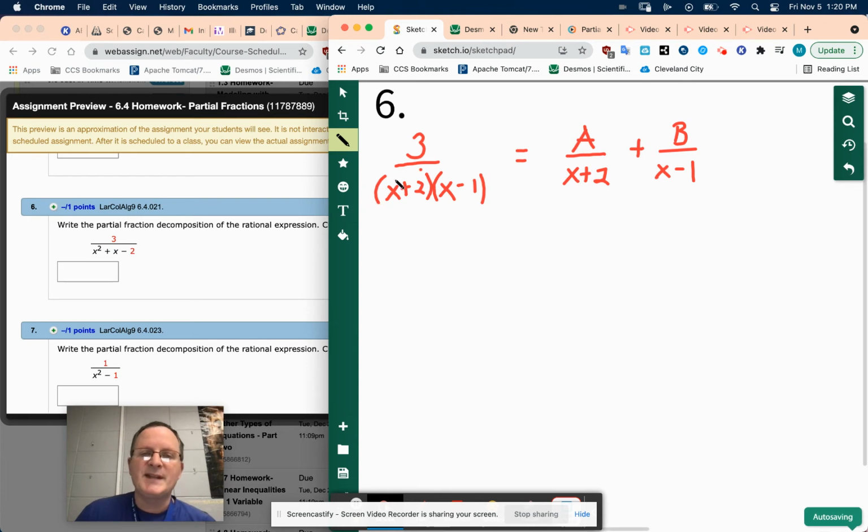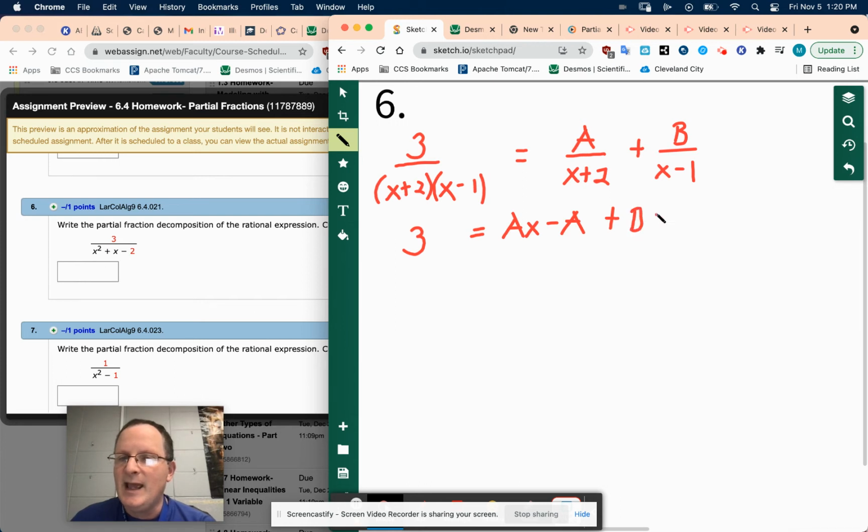So then I'm going to multiply both sides by x plus 2 x minus 1, and here's what that does. When I do that here, these two just cancel out, and I'm left only with 3. And on the right-hand side, this one cancels out, and I'm left with x minus 1. So that's going to look like this. Ax minus a. And so you're like, oh, I just multiply those two together? That's absolutely correct. And then plus bx, oh my gosh, that's a b, bx plus 2b.